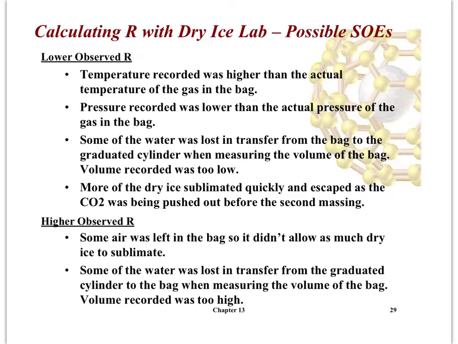If your R value was higher than 62.4, then here are some sources of error. So maybe some air was left in the bag, so it didn't allow as much dry ice to sublimate, which affected your grams. Or maybe some of the water was lost in transfer from the graduated cylinder to the bag when measuring the volume of the bag. So your volume was too high. So this would be the case if you filled your graduated cylinder with water and then you transferred that to the bag, as opposed to this one was the opposite, if you filled your bag first and transferred it to the graduated cylinder.